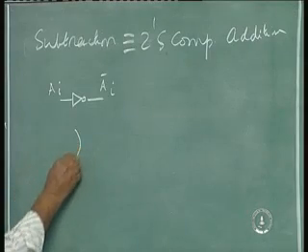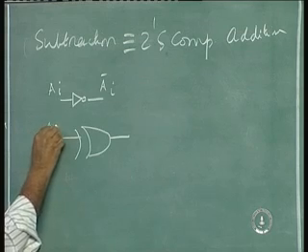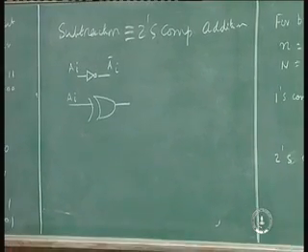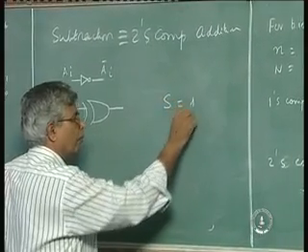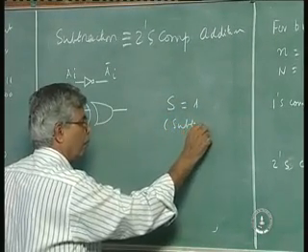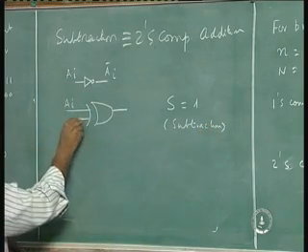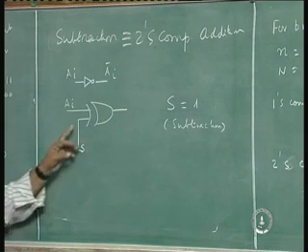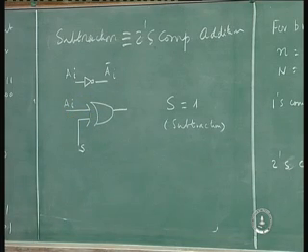Let us use an exclusive OR gate. Suppose I have an exclusive OR gate. This is the number I want to invert, Ai. Not always, but whenever I want. When do I want? When S is equal to 1, S is subtraction. Suppose I give my S here, the second input. If this is 1 and this is 1, what is the output of the exclusive OR gate? 1, 1 is the exclusive OR input, output 0.